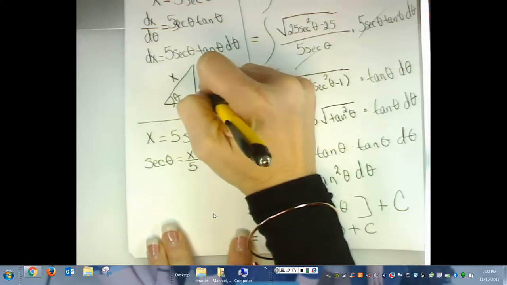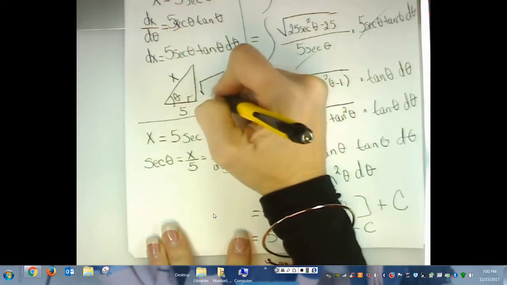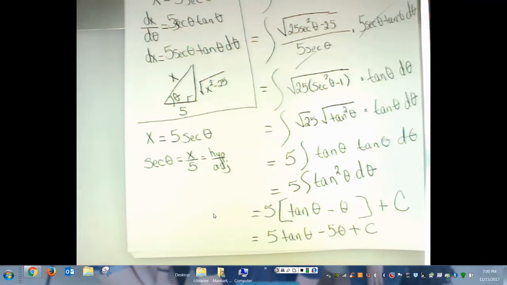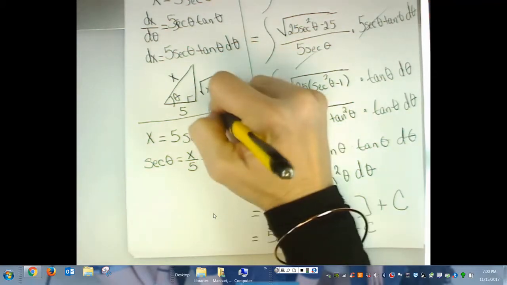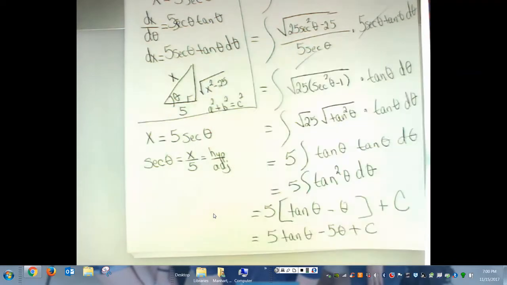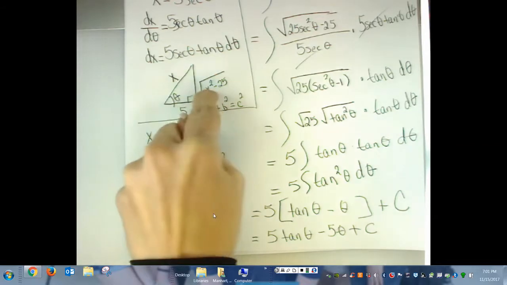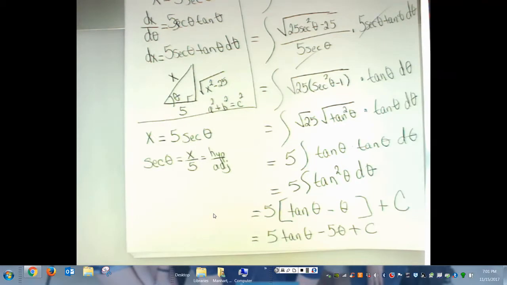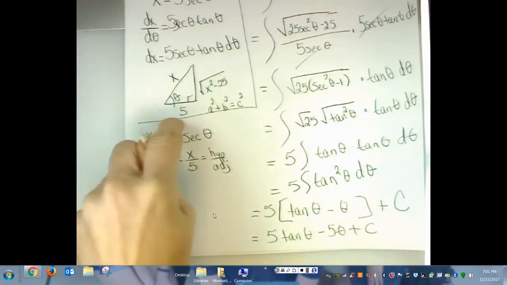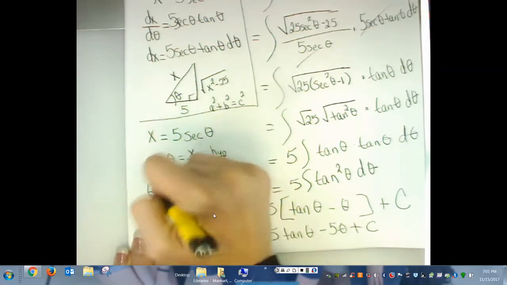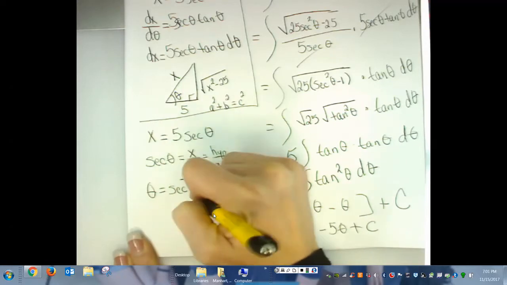If you perform the Pythagorean theorem, this opposite side is this radical. And again, prove that if you have to: adjacent side a squared plus opposite side b squared gives you hypotenuse side c squared. So 5 squared plus the square root of x squared minus 25 quantity squared equals x squared, hypotenuse squared. And then you can see that tangent is opposite over adjacent. So that's going to help us here. But theta we're going to express as inverse secant of x divided by 5.